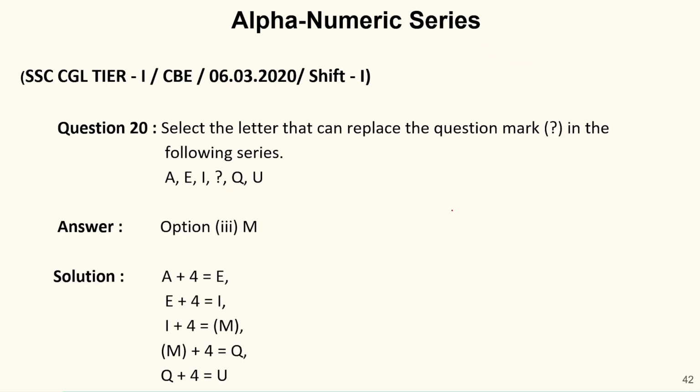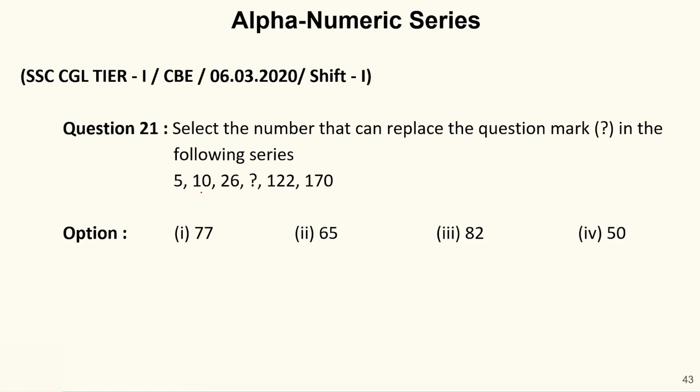Okay. Let us move forward. Okay. Again, I can see quite big jumps. I can see a jump of 5. And then I can see a jump of 16. Here also I can see a jump of 38. Sorry, 48.